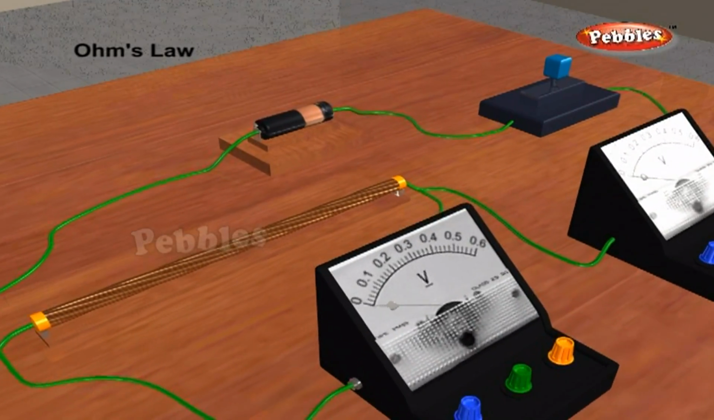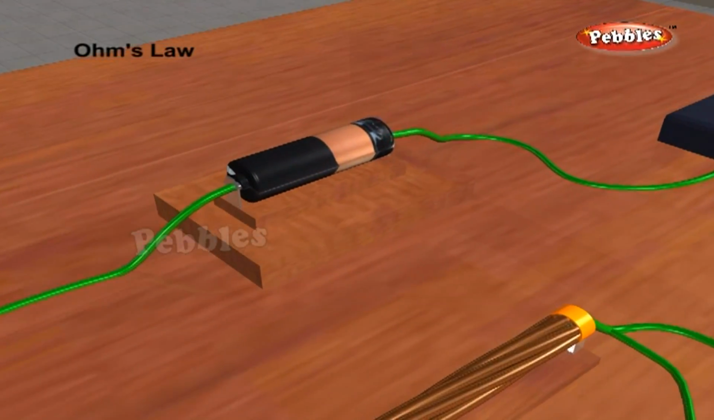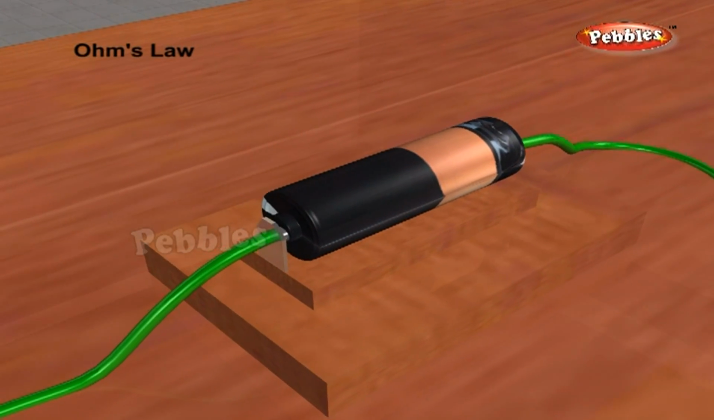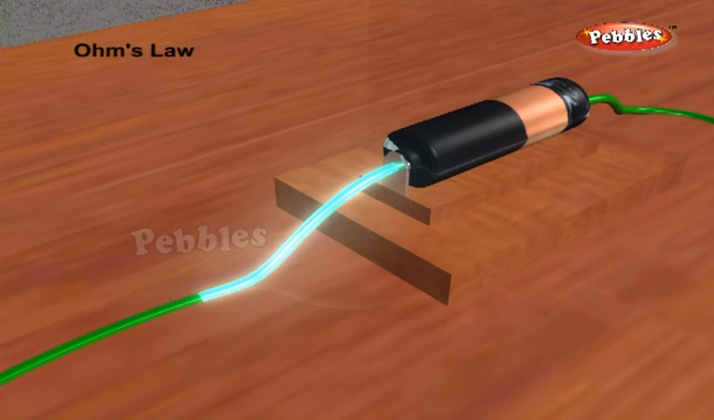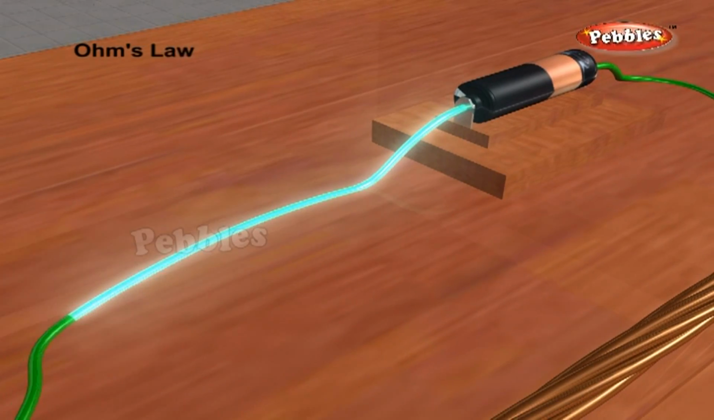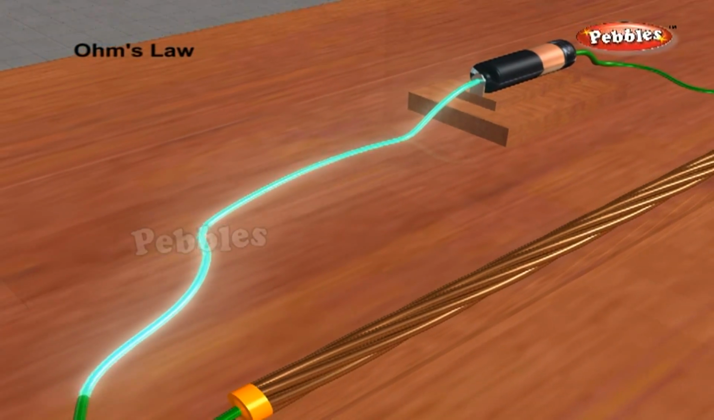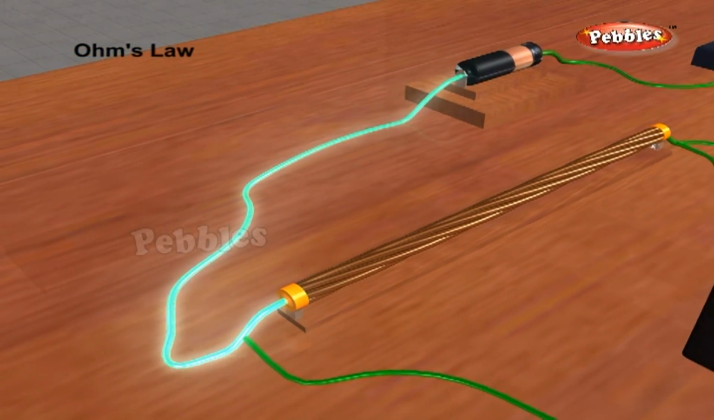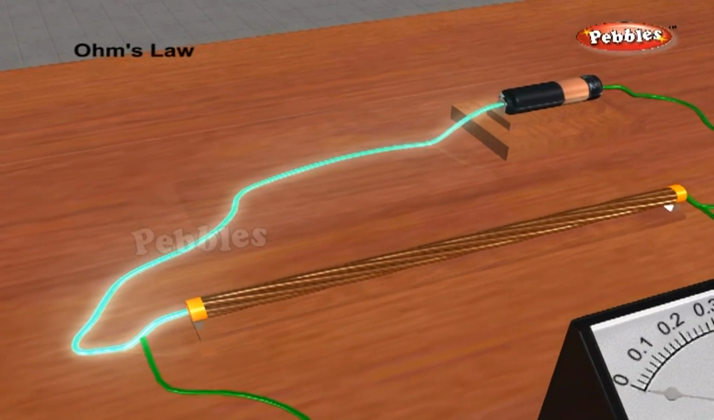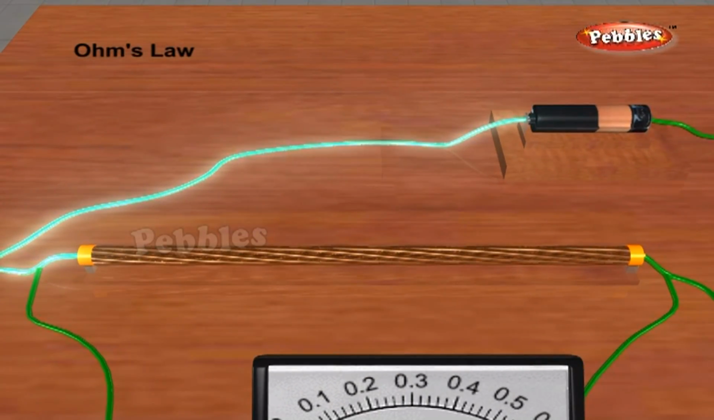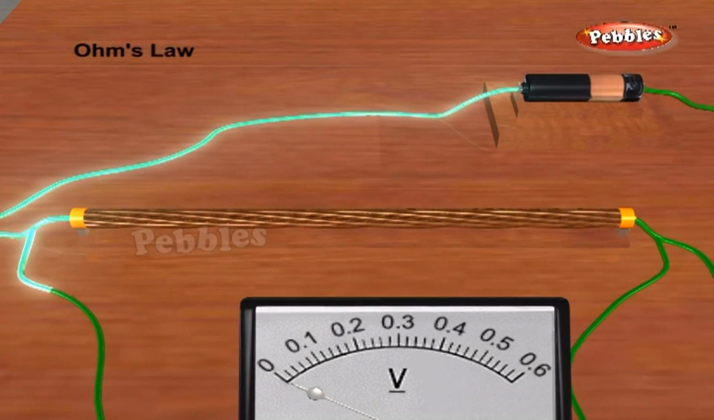First, use only one cell as the source in the circuit. Note the reading in the ammeter I for the current and the reading of the voltmeter V for the potential difference across the nichrome wire XY in the circuit. Tabulate them in the table given.